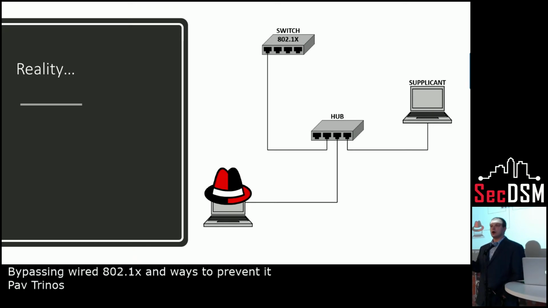Now, how can we put ourselves in place of the supplicant? What I've done previously is put a switch in place instead of a hub. I do not get the full visibility, but I plug in the supplicant, I know that it's fully there, and I know the MAC address. I can spoof the MAC address to myself. I unplug the supplicant.